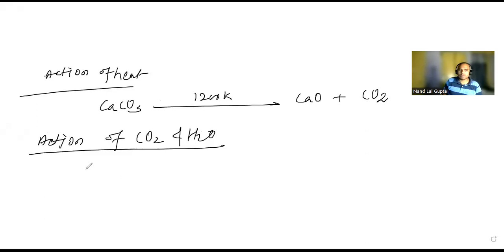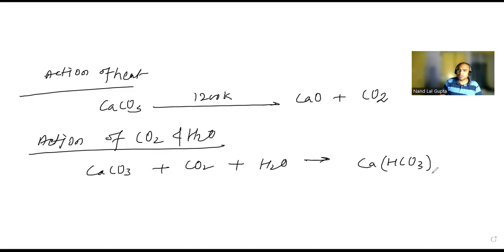So see what is going to happen. CaCO3 plus you are adding CO2 plus adding H2O. What compound is it going to give? Ca(HCO3)2. This will be twice. It is called calcium bicarbonate.